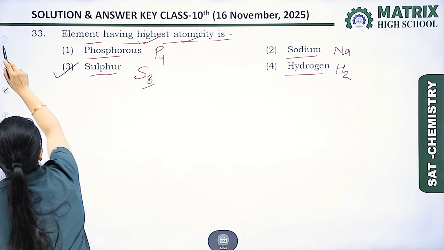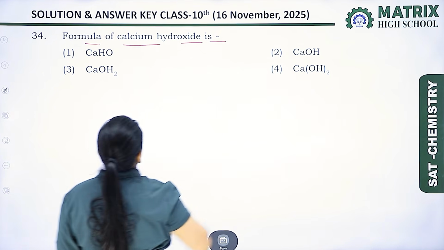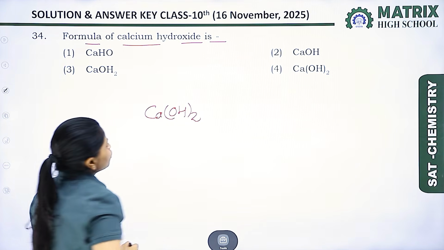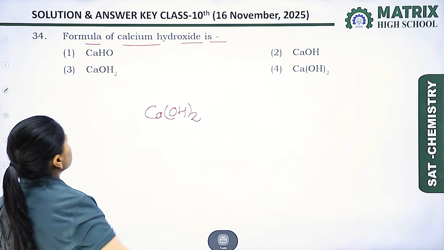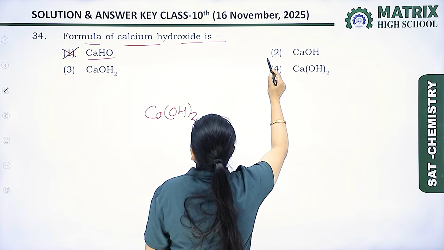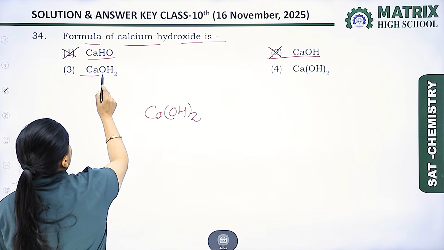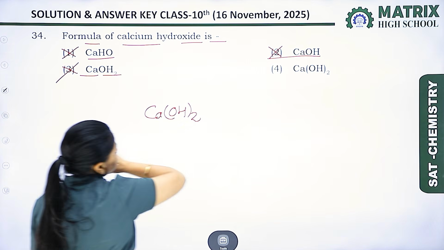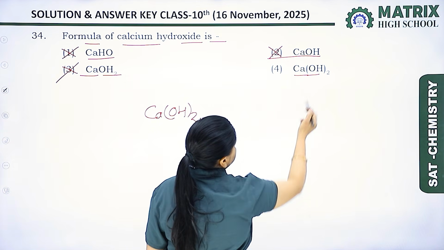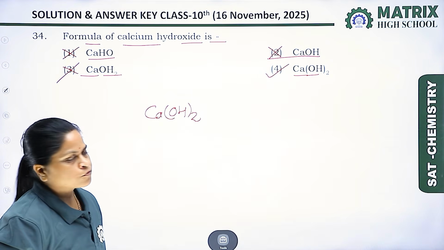Now, the next question is 34. Formula of calcium hydroxide is, we know that the calcium hydroxide is Ca(OH)2. So, the option 1 CaHO is incorrect. The second option CaOH is also incorrect. Third CaOH2, it is also incorrect. The last fourth option is calcium hydroxide Ca(OH)2. This is correct. So the answer is option 4.